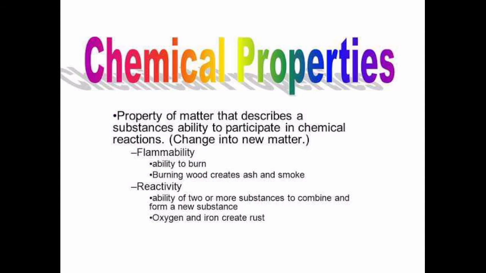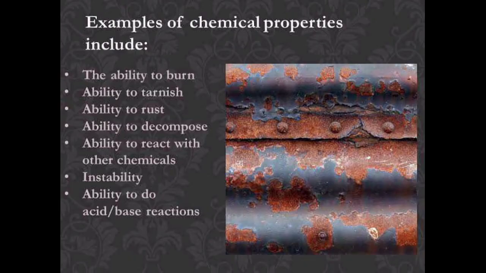So chemical property means a property of matter that describes a substance's ability to participate in chemical reactions. Examples are flammability, reactivity, etc. Some typical examples: the ability to burn, ability to tarnish, ability to rust, the ability to decompose, the ability to react with other chemicals, the stability or instability of that particular substance, the ability to do acid-base reactions. All this comes under the examples of chemical properties.